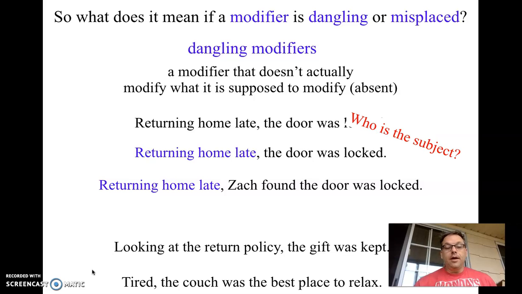Tired, I found the couch was the best place to relax. I decided the couch was the best place to relax. Tired, my dog found the couch was the best place to relax. Okay, so it doesn't matter for this one, some sort of living thing going on here.